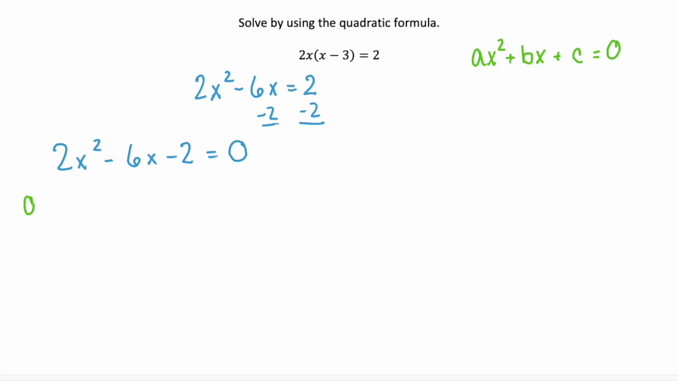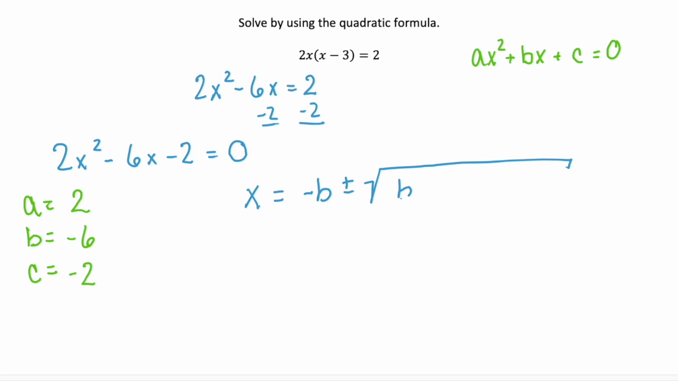So now we can identify our values for a, b, and c. A here is a value of 2, b is negative 6, and c is negative 2. Then, using your quadratic formula, x equals negative b plus or minus the square root of b squared minus 4ac all over 2a, you'll just substitute your values for a, b, and c into that formula and solve for x.